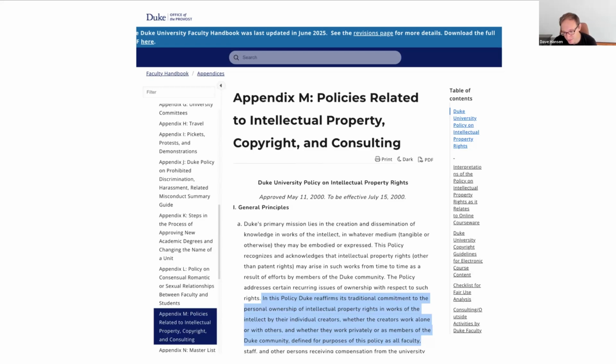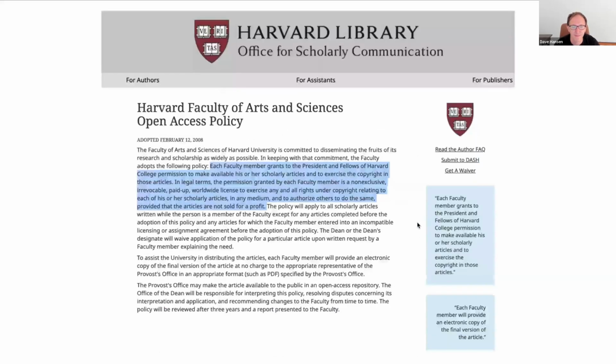And Duke applies this to everyone, really. They don't apply it just to faculty either. They say it applies to all faculty, staff, and other people receiving compensation. So it covers all employees. So that's another kind of approach. But they all try to basically achieve the same thing of saying for scholarship, the university is not trying to do a land grab here and capture all of these rights.